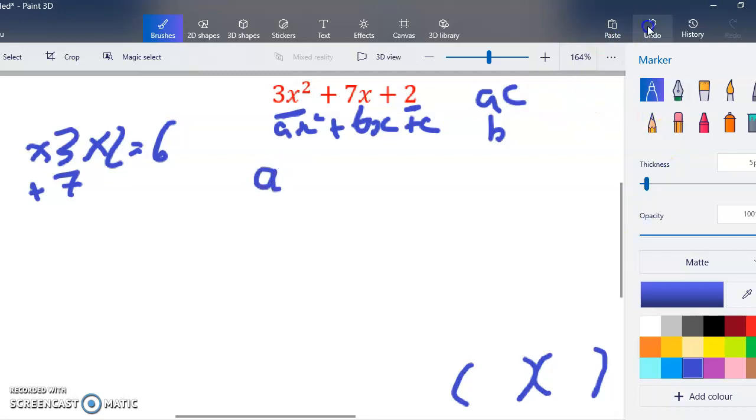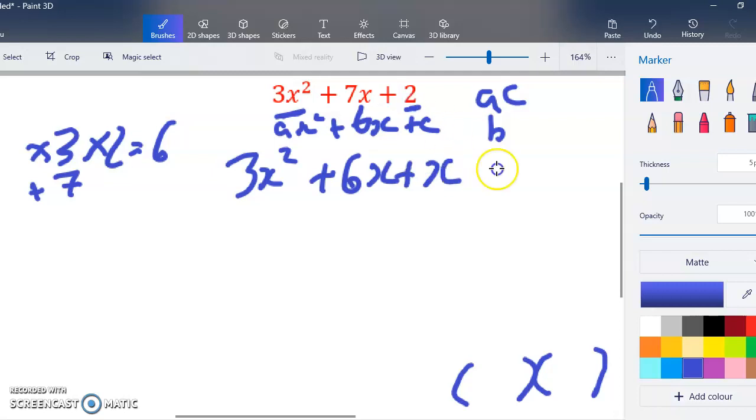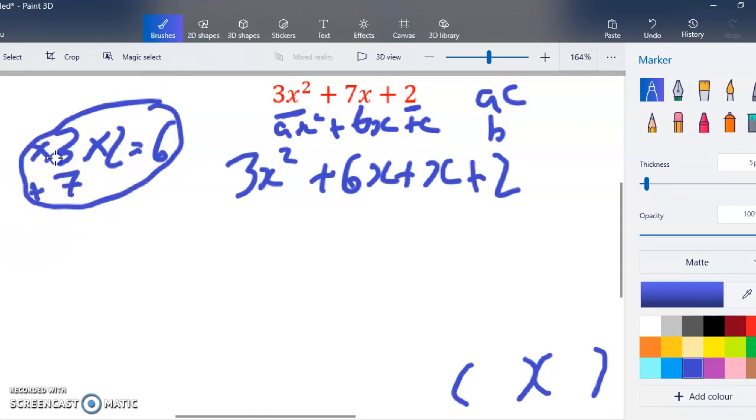So we're going to write this ax squared plus bx plus c, this 3x squared. All right, 3x squared. Instead of writing 7x, we're going to split this into 6x and x. And then you've still got your plus 2. The idea is we split the 7x based off this here. You're looking for two numbers that times to make 6, add to make 7. Those are 6 and 1. So we've written this as 6x and 1x.